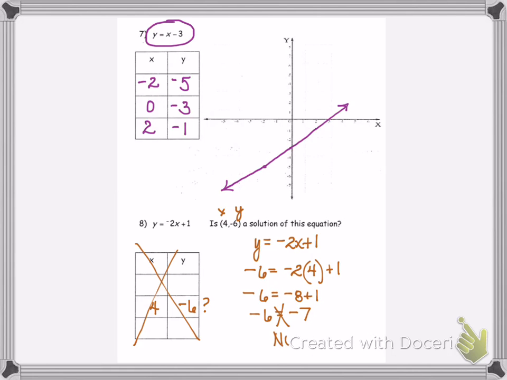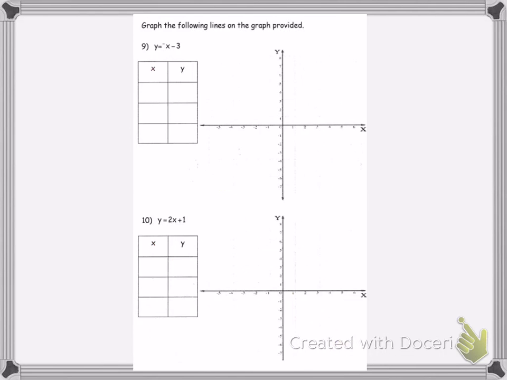Because those two values do not equal each other, the answer is no, it is not a solution of this equation. A solution would look something like if I had done all my work down to the bottom and I got something like 2 equals 2. So that would be a time when I would say yes. This case, no. On the next page, I'm going to ask you guys to go ahead and fill in the charts and to plot 9 and 10.